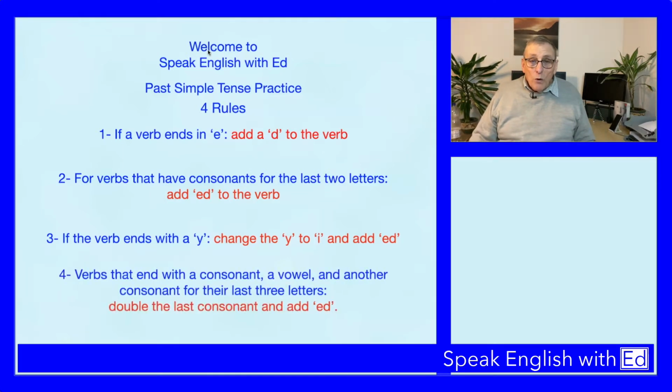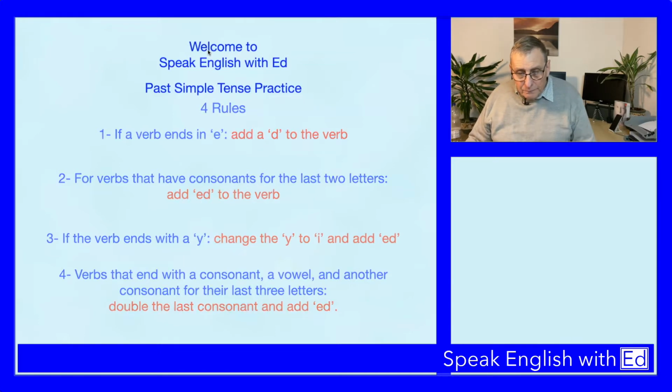So that leaves one more rule, again a little bit more complicated because there is an extra step in there. This is if the last 3 letters in the verb are a consonant, a vowel, and then a consonant. Then you double the last consonant, that means put another one of the same in there, and then add ed. Right, they're the rules.